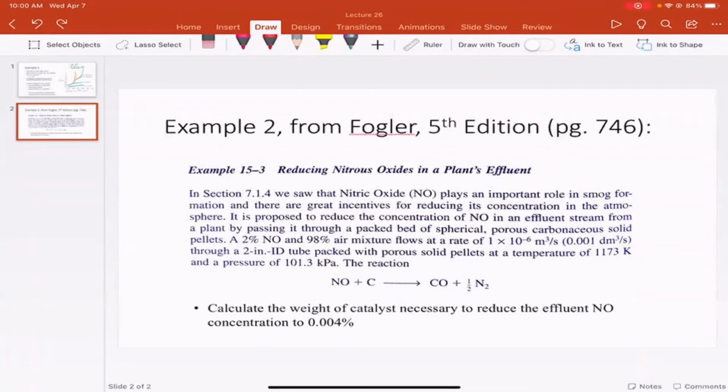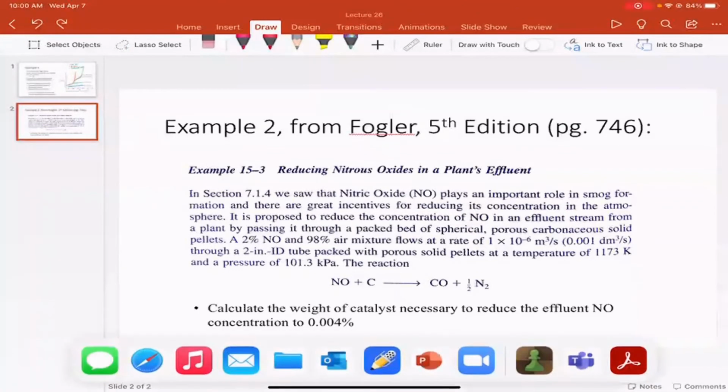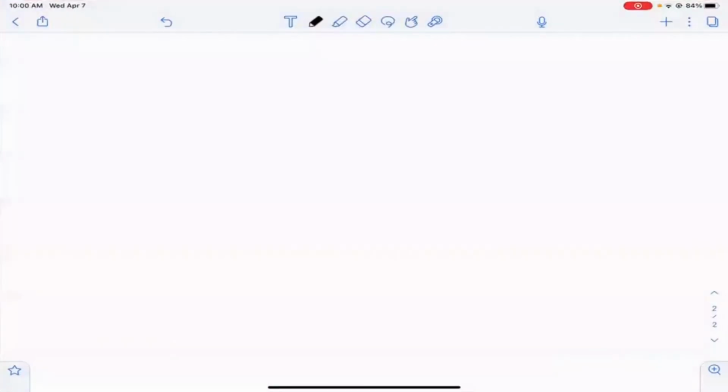Okay. Now, the first thing that I like to do is figure out what we're going to need to calculate, what parameters. And if you remember, we went all the way back at the beginning of the semester and said, what is the first thing that you do? It's write the rate law and complete the mass balance. We're going to do that here as well.